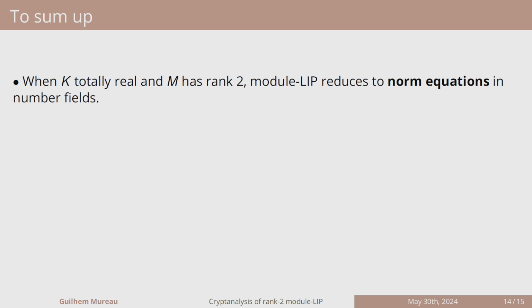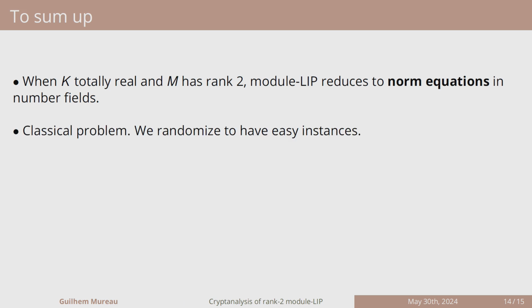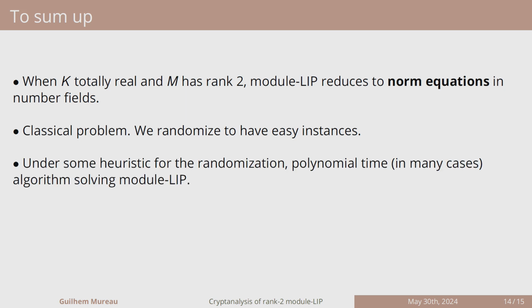So to conclude, when K is a totally real field and M is a rank 2 module, we saw that module leap reduces to solving some relative norm equations in number fields, which is a quite classical problem. But we introduce a randomization to keep easy instances. And under some heuristic for the randomization, we get a polynomial time algorithm, in many cases, solving the problem.